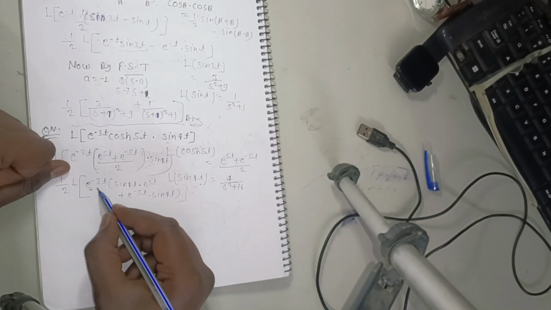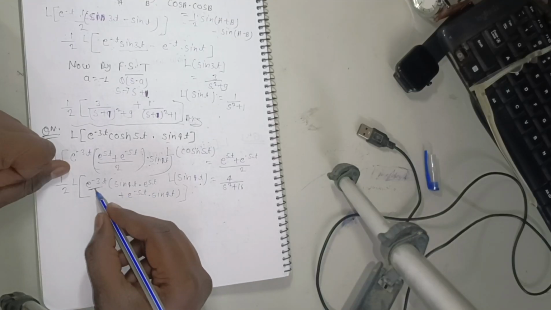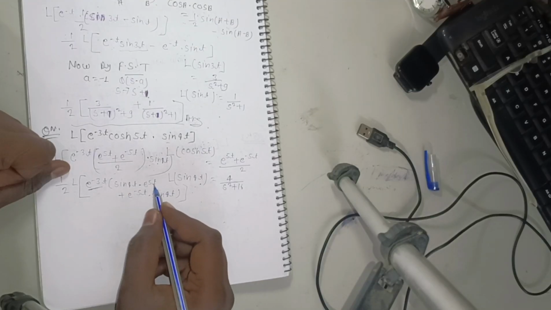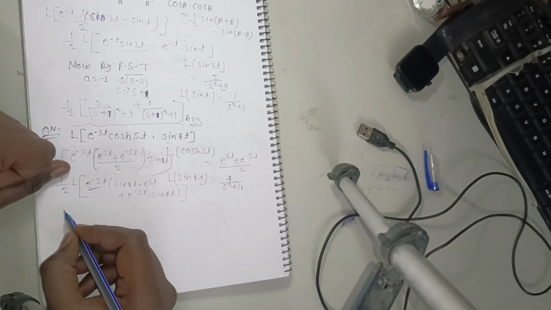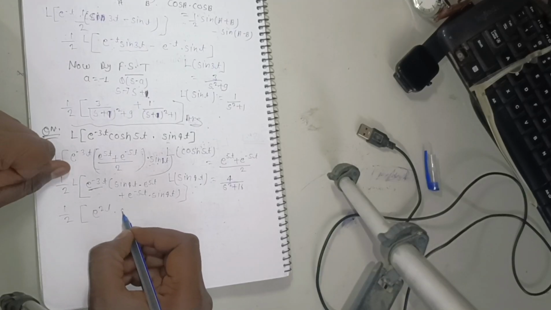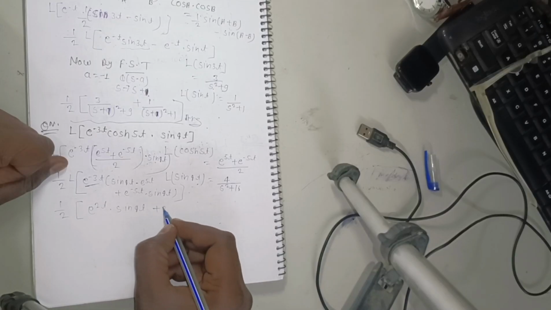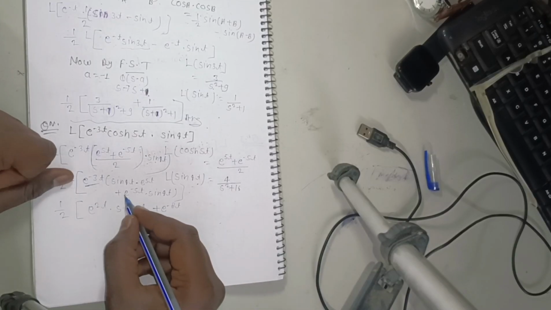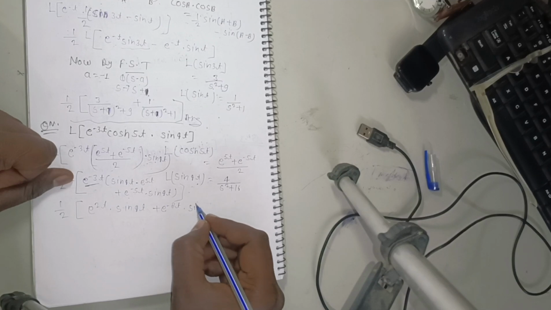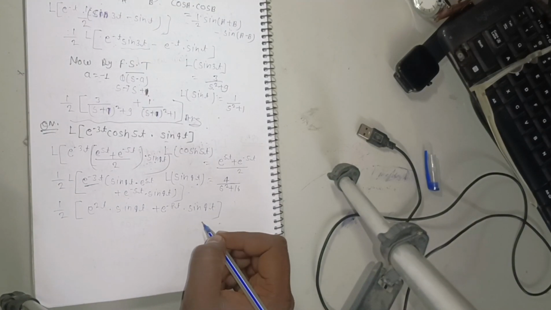So now, e to the power minus 3t. If I am multiplying it with this, then as you can see, e to the power minus 3t here and e to the power 5t, so e to the power minus 3t into e to the power 5t will be e to the power 2t only. So I can write 1 upon 2 e to the power 2t into sine 4t, plus e to the power minus 8t into sine 4t.